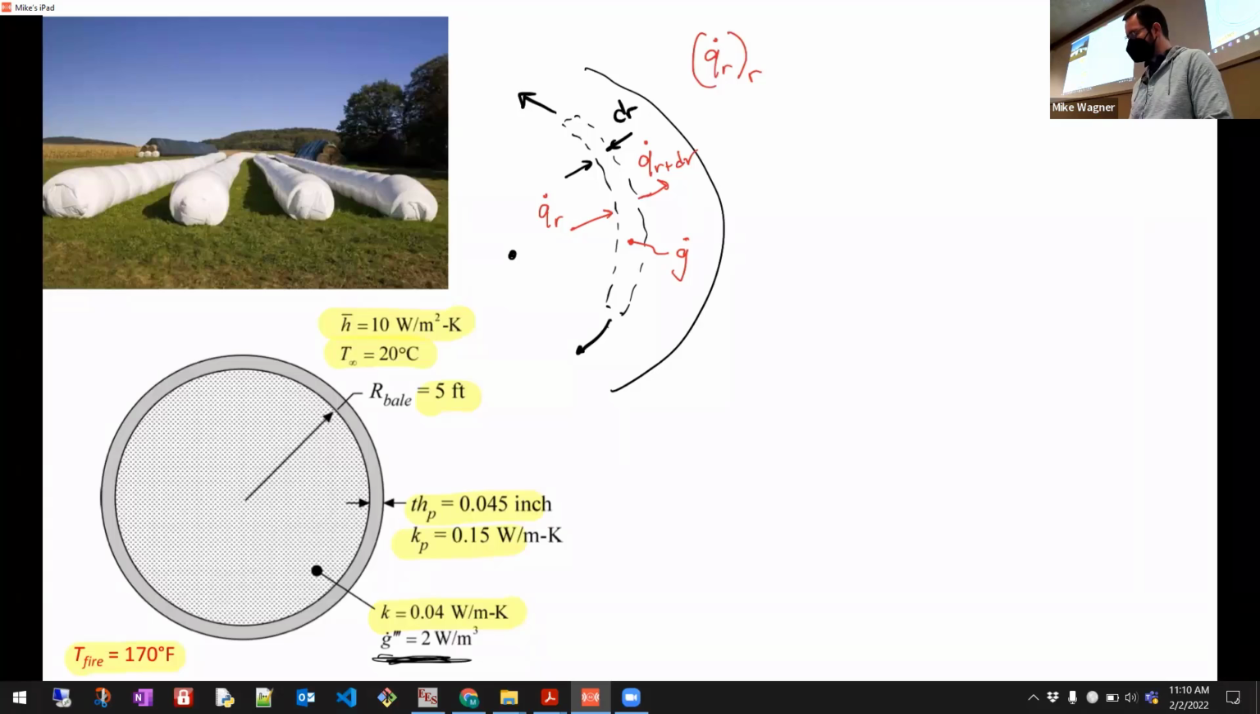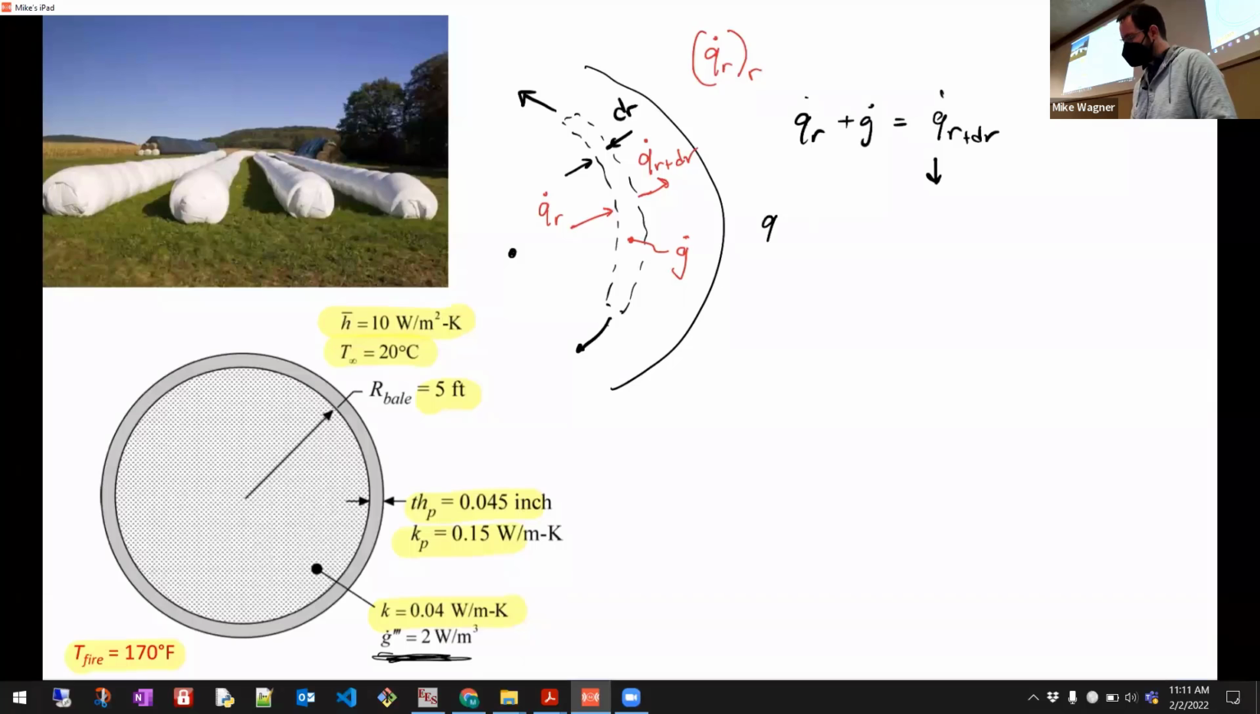So let's do our energy balance. Q dot at r, things coming in, plus things generated, G dot, are equal to things going out plus things stored. So Q dot at r plus dr, and nothing is stored. That's our first law energy balance, our control volume energy balance. Then we use our expansion of Q dot at r plus dr, the same thing we did before. So Q dot r plus G dot is equal to Q dot r plus dQ dot r/dr times dr. That right-hand side is our expansion of Q dot at r plus dr.